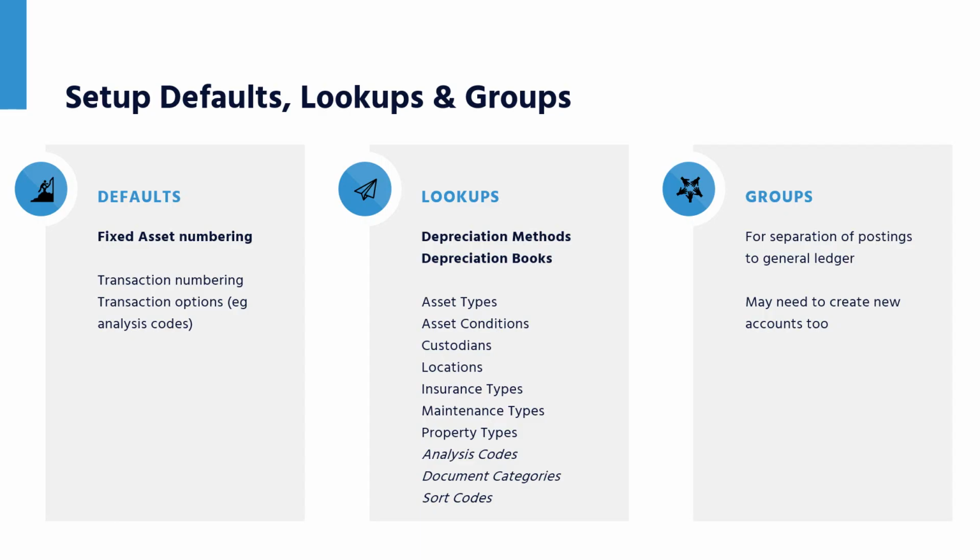From a fixed asset groups point of view, this is essentially for separation of postings to the general ledger. If you don't want to separate the postings for your various classes of fixed assets, then just use one fixed asset group, simple as. Similarly, you might want to keep your fixed assets in the balance sheet in different accounts, but you may be happy with the depreciation expense just going to the one account. You can do that through groups as well. But just bear in mind, you may, through this process, need to create new accounts within your general ledger.